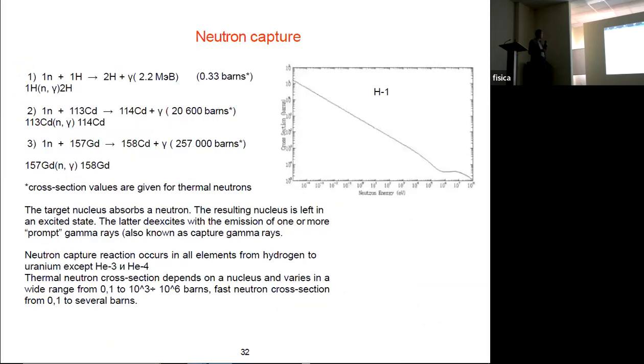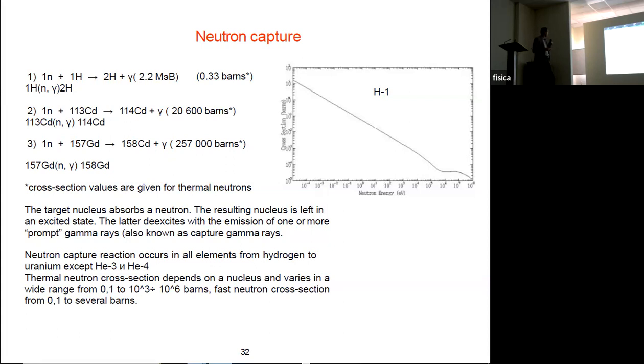So let's move further. Some more reactions where we can get other particles that can, for example, ionize, or just a reaction where neutrons are absorbed. Here, this is a reaction which is called neutron capture. In this reaction, as we can understand from the name of this process, a neutron is captured by some atom.